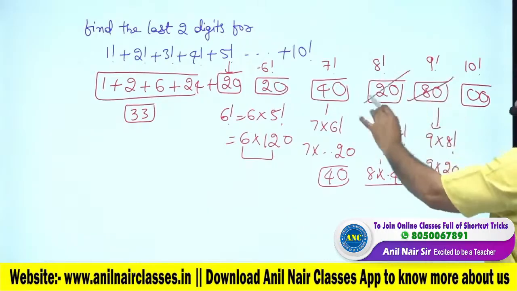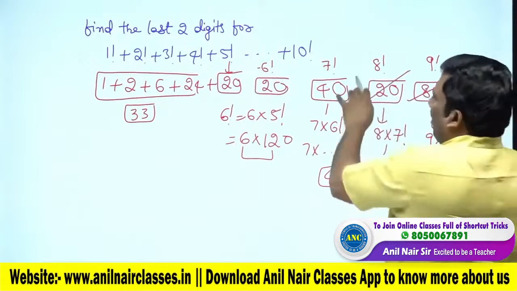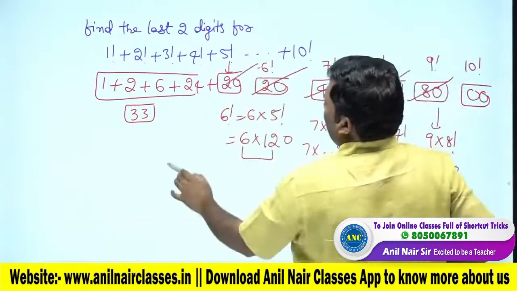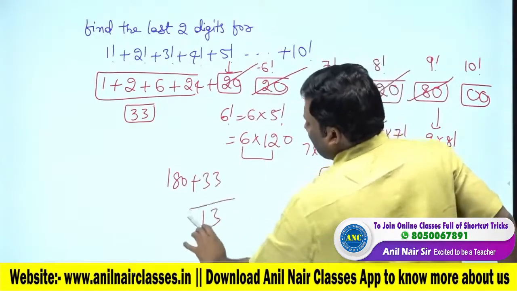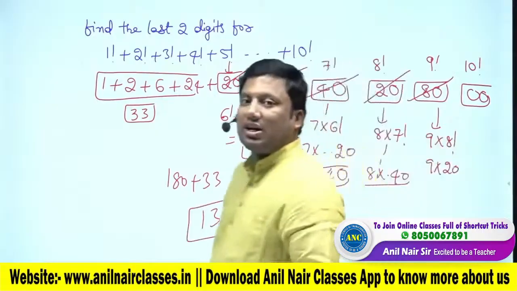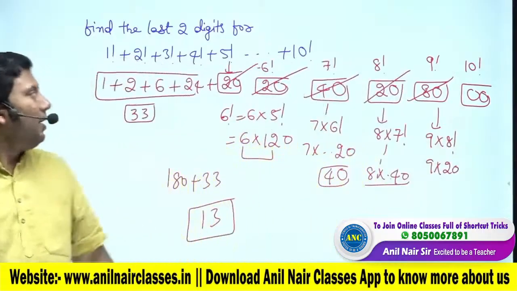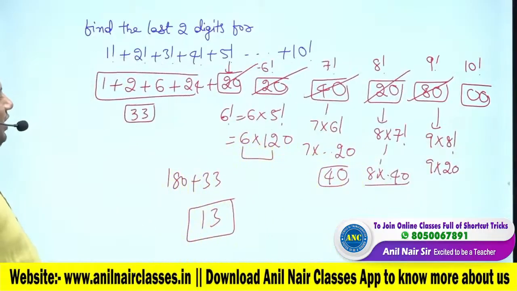80 plus 20, 100, 140, 160, 180, 180 plus 33. Last 2 digits of this factorial sum is 13.